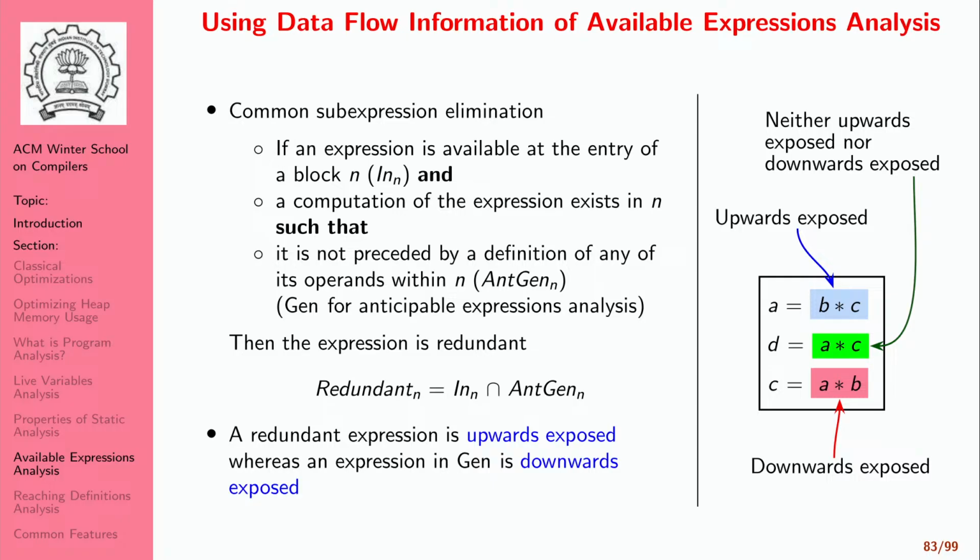So here, for example, we require this A star B to be upwards exposed. If it is not upwards exposed, then I cannot do common subexpression elimination for this, right? That is the meaning of downwards and upwards exposed.